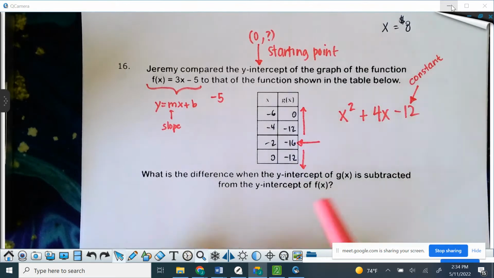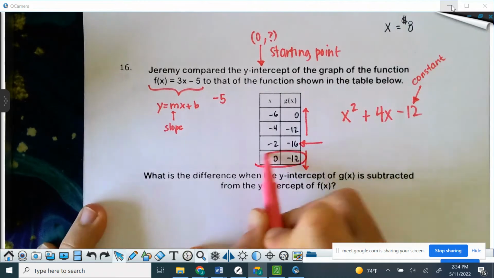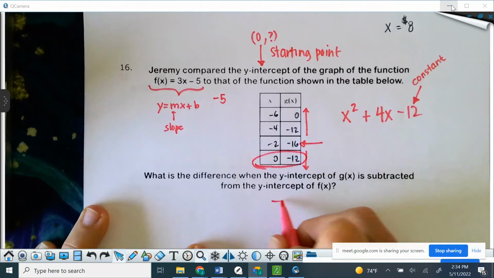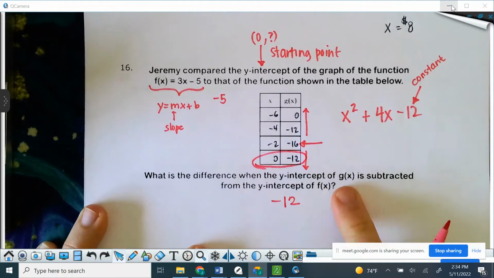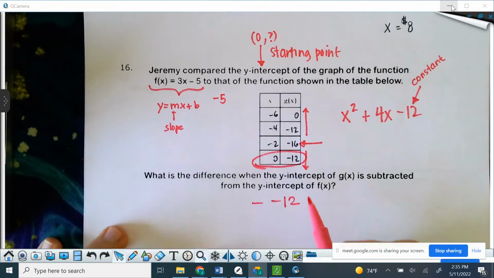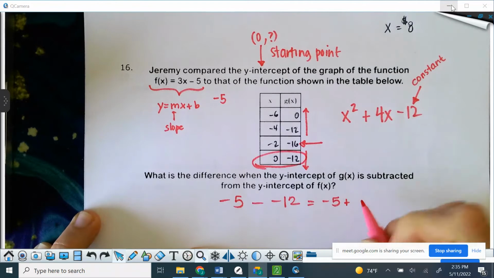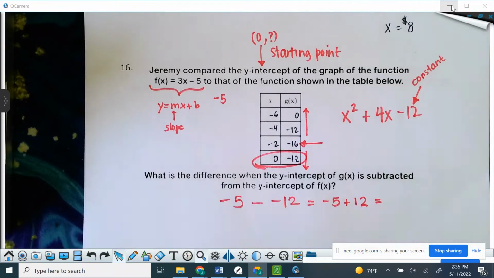So the y-intercept of g of x, like I said, you could have found it right here in the table. Sorry, I overlooked it. It is negative 12. So when the y-intercept of g of x is subtracted from, so it's going to be a minus, the y-intercept of f of x, which is negative 5. So it's taken away from, so that's minus minus, which we'll turn into a plus. So it's negative 5 plus 12. So the difference between those two is what?